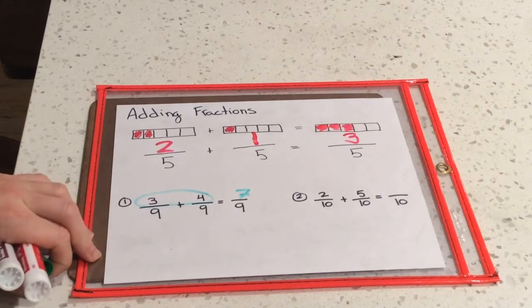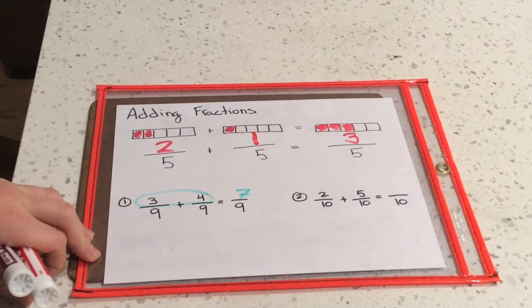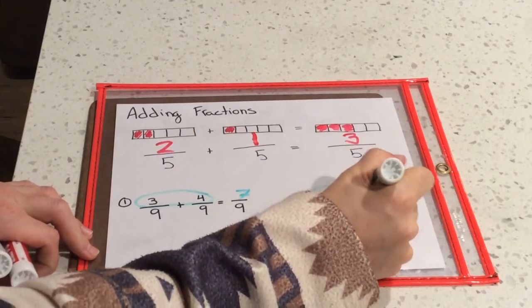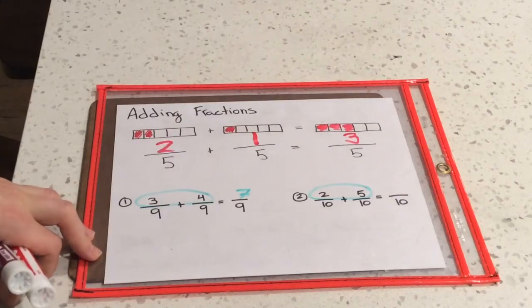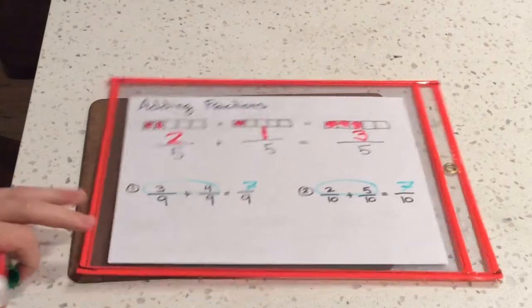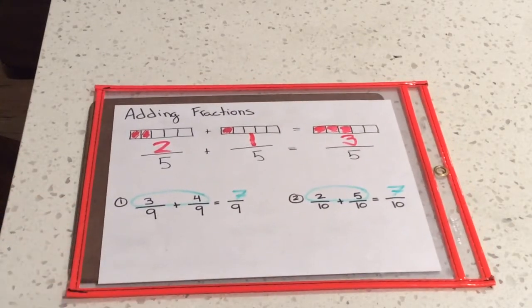In our second example question, we're adding 2/10 plus 5/10. Again, we just look at the numerator. 2 plus 5 is 7, and the denominator does not change. So 2/10 plus 5/10 is 7/10.